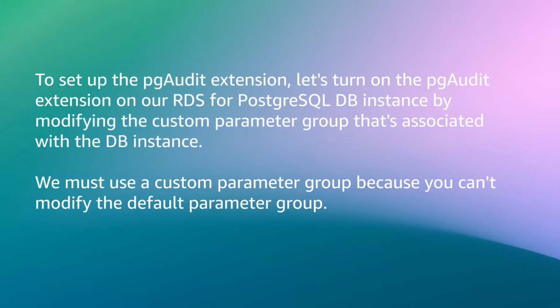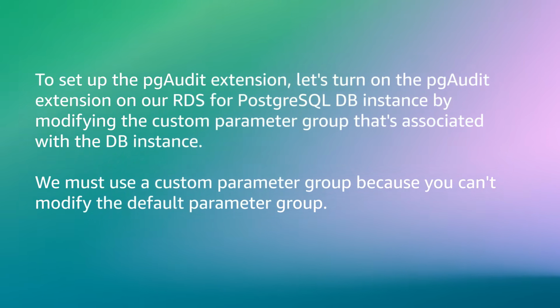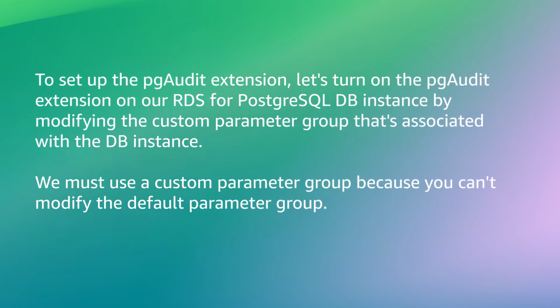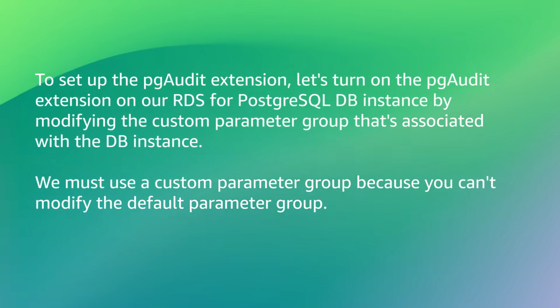Today, I'm going to show you how to use the pgAudit extension to audit database roles, tables, and columns for your Amazon Relational Database Service for PostgreSQL instance. Let's get started. To set up the pgAudit extension, let's turn on the pgAudit extension on our RDS for PostgreSQL instance by modifying the custom parameter group that's associated with the DB instance. We must use a custom parameter group because you can't modify the default parameter group.